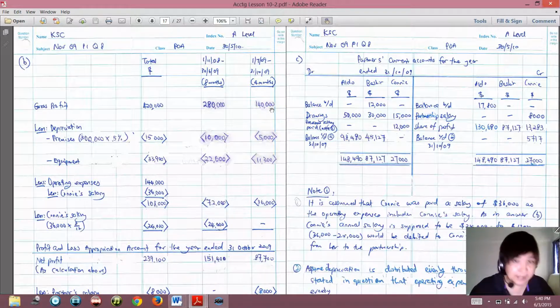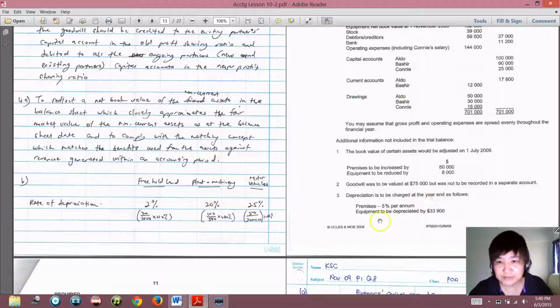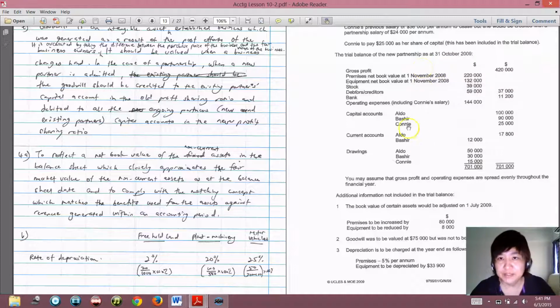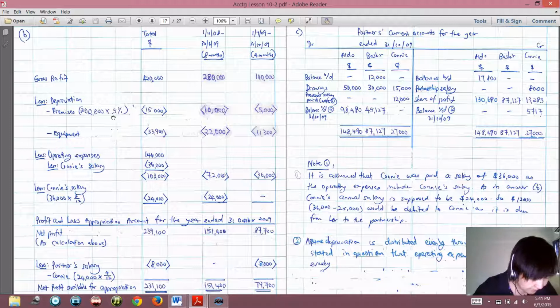Then you see, in part 3 of this question, additional information not included in the trial balance. Depreciation is charged at the end of the year as follows: equipment to be depreciated at 33,900, and premises is 5% per annum. The question says you may assume gross profit and operating expenses, including depreciation, are spread evenly throughout the financial year. So I'm assuming depreciation is also an operating expense, spread evenly throughout the year, and depreciation is not included in this trial balance. Here you have operating expenses, including Connie's salary.